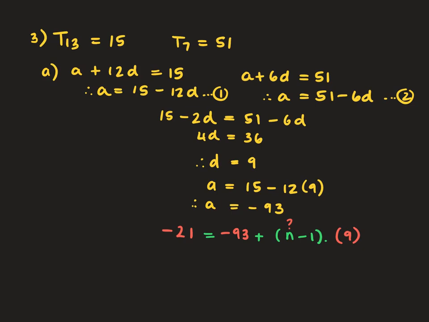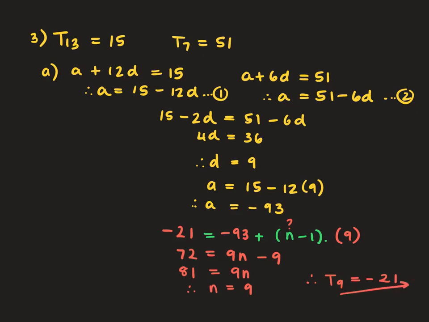So I'm going to add 93 onto both sides. So negative 21 plus 93 is 72. I'm going to expand that bracket, right? So we're going to have 81 is equal to 9n. Divide both sides by 9. All right, so the 9th term is equal to negative 21. Okay, cool. This is super basic.